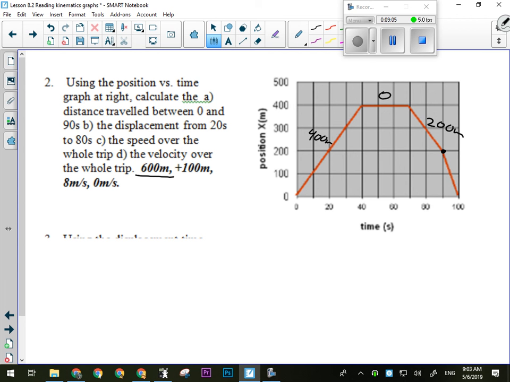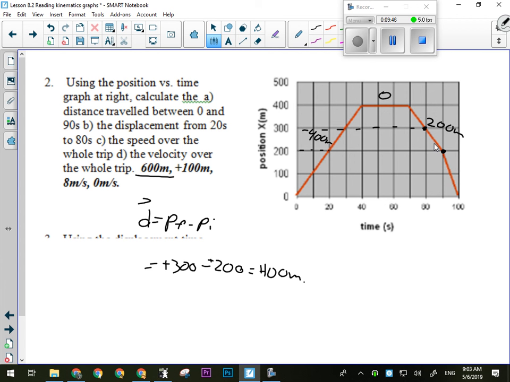So for part B, they want to know the displacement from 20 seconds to 80 seconds. So we have to remember that we calculate displacement by going final position minus initial position. So I've got to find those two positions. My final position is at 80 seconds. So at time 80 seconds, my position is 300 meters. My initial position is at time 20. So that's 200. So my total displacement there would be positive 100 meters. Everybody all right with that?